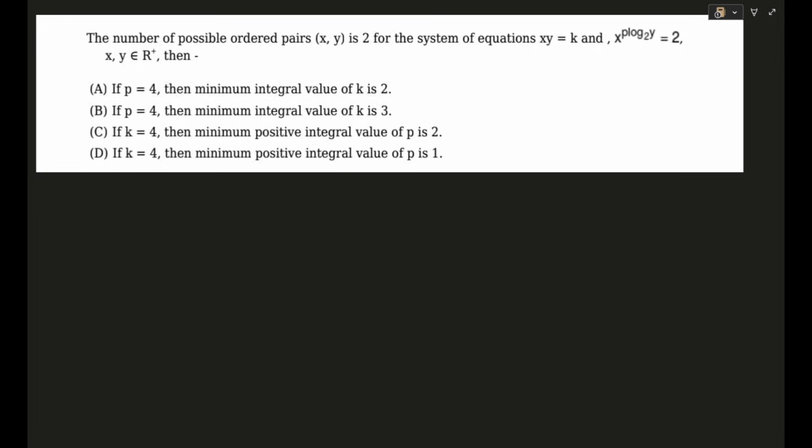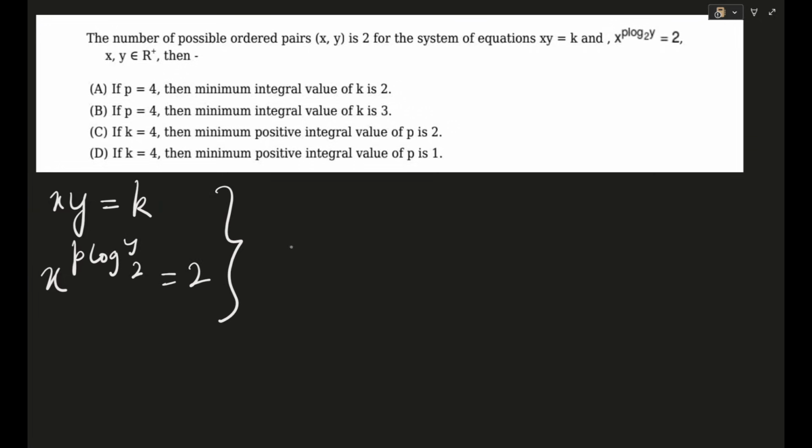Okay, so moving forward with the next question, guys, and this is a really interesting question. I like this. They are telling that the number of possible ordered pairs x comma y is 2 for the system of equations given as xy is equal to k and x to the power of p log y base 2 is equal to 2. Then which of the following options are correct?